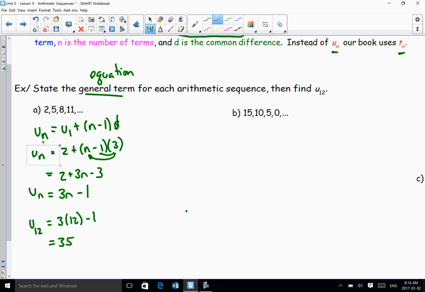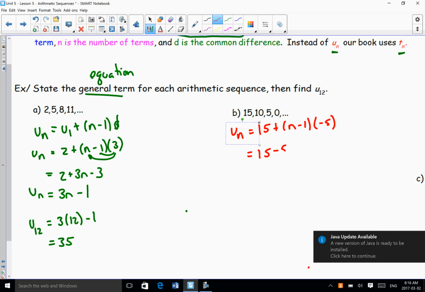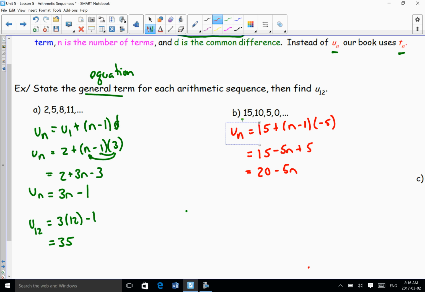You guys can try the next one. u_n equals a plus (n minus 1) times 5. Oh, sorry, negative 5. It's going down this time. So 15 minus 5n plus 5 when we expand gives us 20 minus 5n.